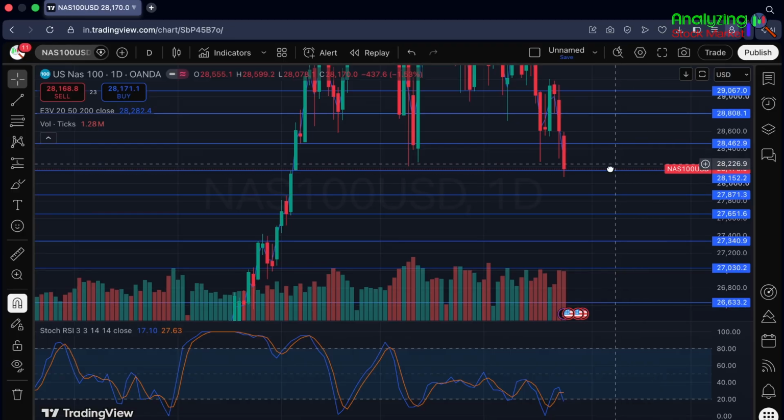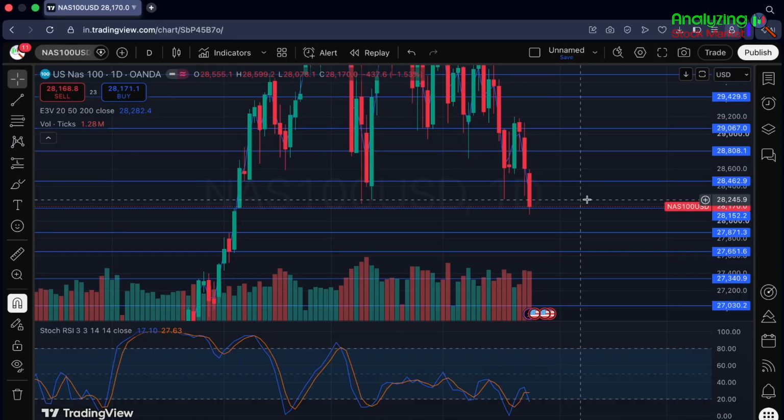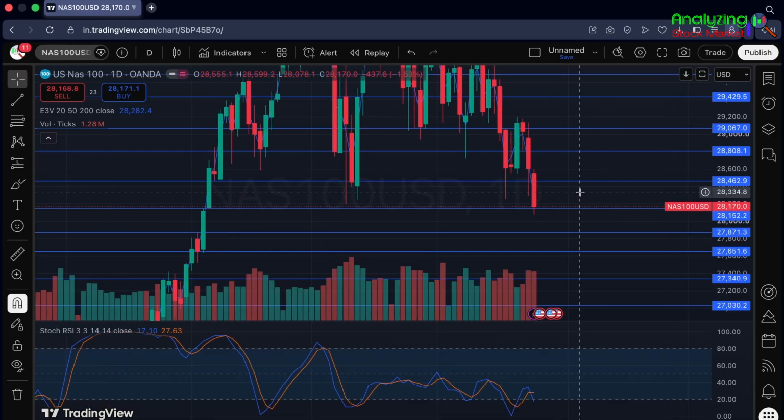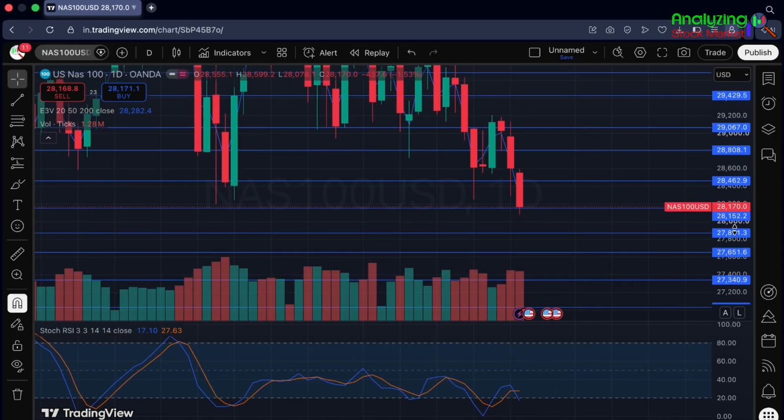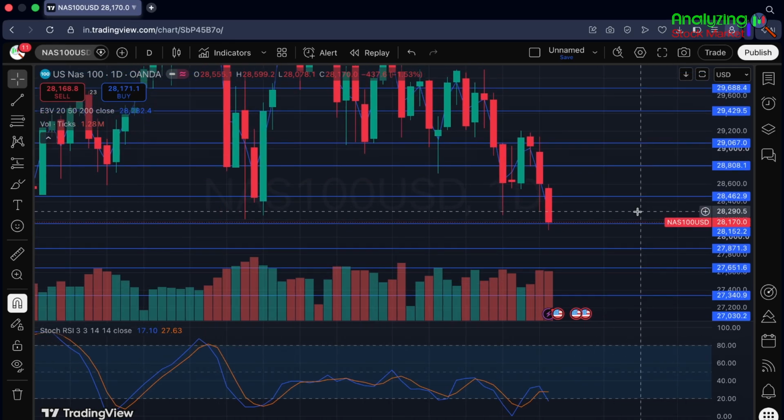So here, some important support zones and resistance zones were already marked. Currently we don't need to mark any new levels. I added one level which was important, so you can mark this level as well on your chart. Now let's talk about the closing first before I talk about my opinion. So yes, 28,170 is the closing.